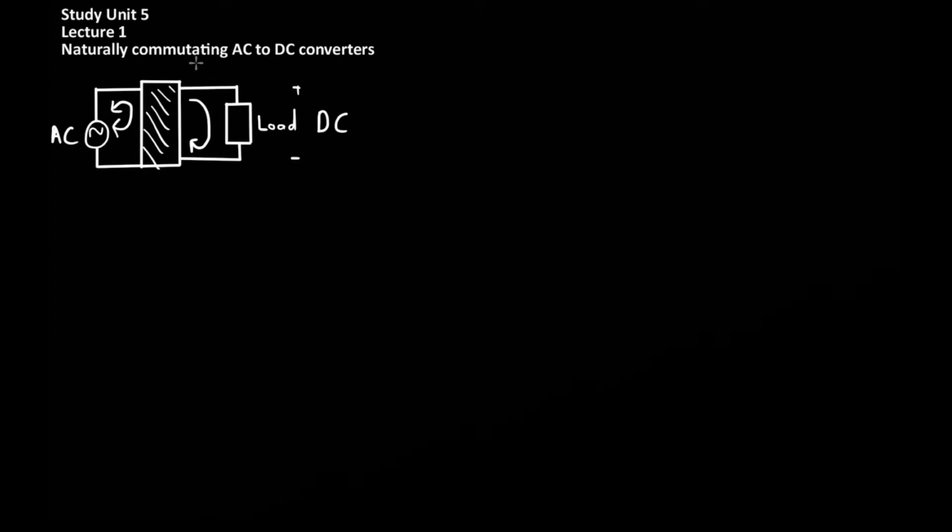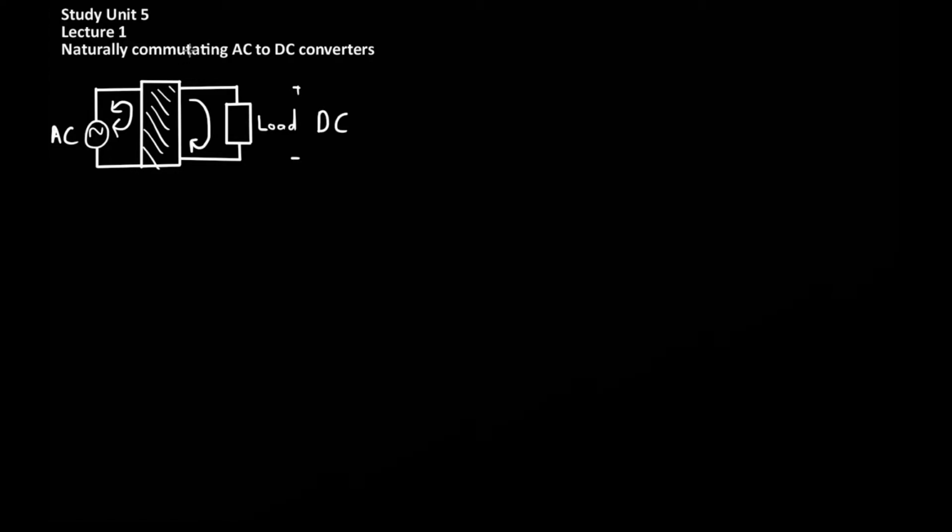If this term is broken down, an AC to DC converter is a circuit which converts AC power to DC power, or rather AC current and voltage to DC voltage and current. So there will be some AC source, and it'll go through some converter network which will generate a DC current and DC voltage which will supply power to some load.